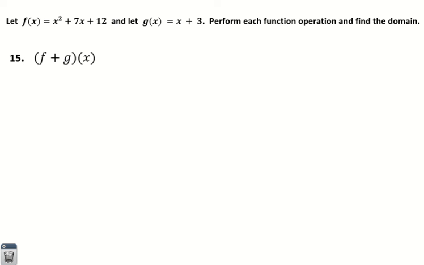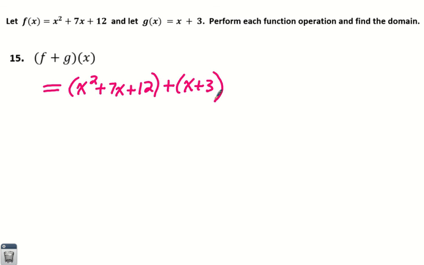Changing gears again to function operations. So f of x equals this. G of x equals this. To do f plus g, that's just going to be this, and so we really didn't need the bubbles or the parentheses. And so 7x plus x is 8x, 12 plus 3 is 15.